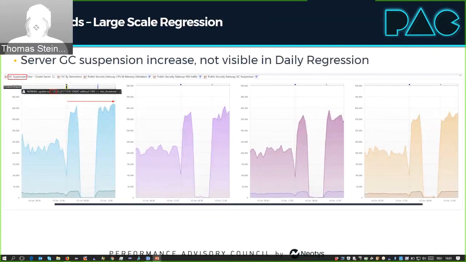The thing is that we also see regressions in large scale first. So we have things which we did not see in daily regression because the load is too small. So what we also see, for instance, is doubling the GC time of our server component when switching from sprint X to X plus 1, which was not visible in daily regression. So another thing where we really need testing on production-like infrastructure on the same hardware, even if it is equally costly.